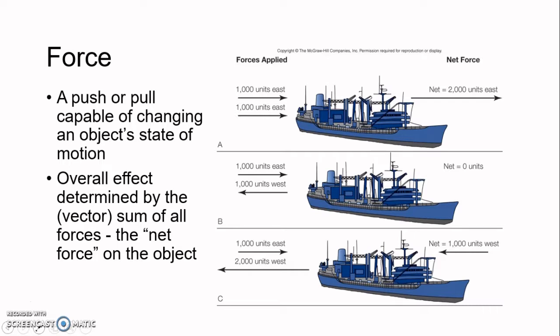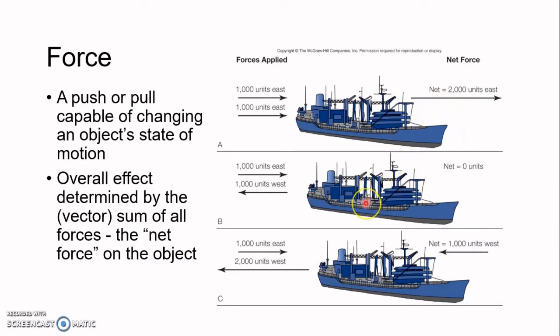Let's say it's moving to the east. The propeller is pushing the battleship with a force of 1,000 units to the east. The wind is also at its back, pushing it along at 1,000 units to the east. Well, the motion isn't going to be affected by the propeller alone, nor by the wind alone. It's going to be affected by both of them together. So when you add these two forces together, you get a net force of 2,000 units to the east.